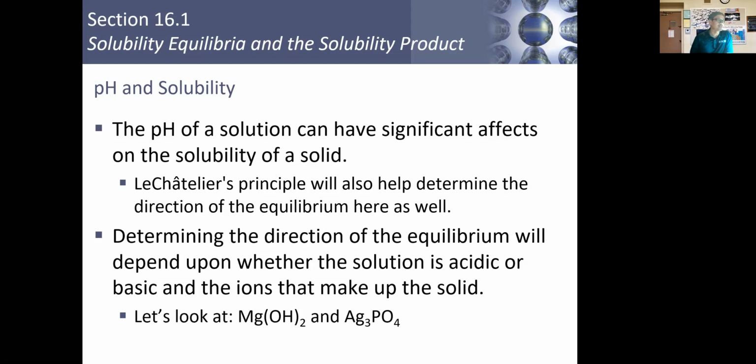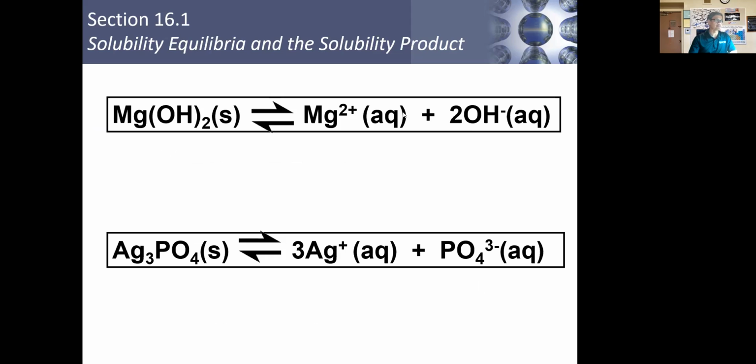Okay? So with that said, we're first going to examine this according to Le Chatelier's principle, and then we're going to go ahead and do the calculations. Let's take a look at two examples here: magnesium hydroxide and silver phosphate. Let's see how changing the pH, that means making it more acidic or more basic, will cause this solution to be either more soluble or less soluble. Okay? All right, so let's take a look at what happens with the first one.